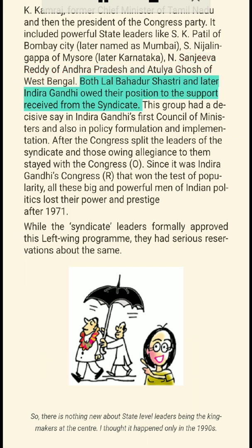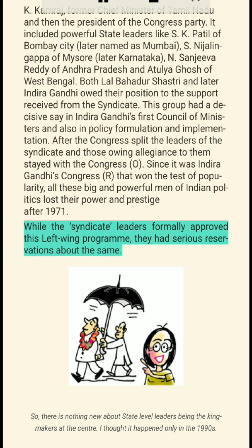Both Lal Bahadur Shastri and later Indira Gandhi owed their position to the support received from the Syndicate. This group had a decisive say in Indira Gandhi's first Council of Ministers and also in policy formulation and implementation. After the Congress split, the leaders of the Syndicate and those owing allegiance to them stayed with the Congress (O). Since it was Indira Gandhi's Congress (R) that won the test of popularity, all these big and powerful men of Indian politics lost their power and prestige after 1971.